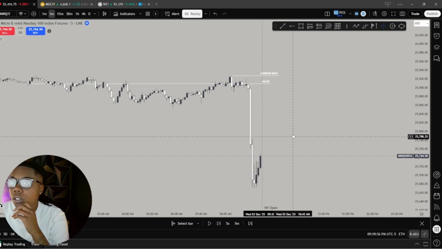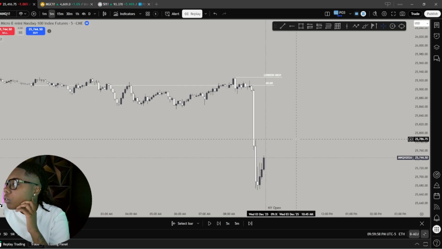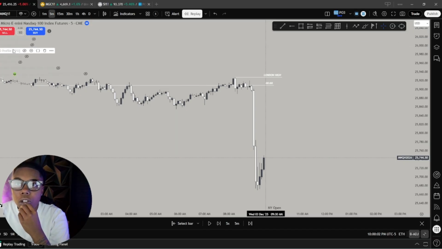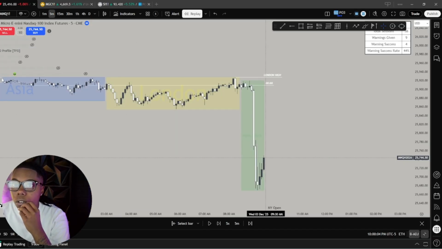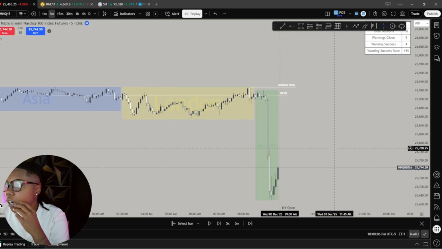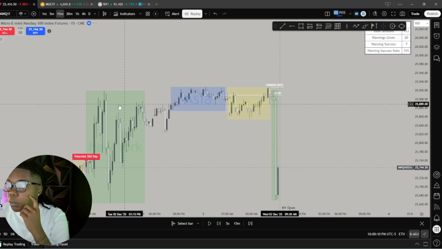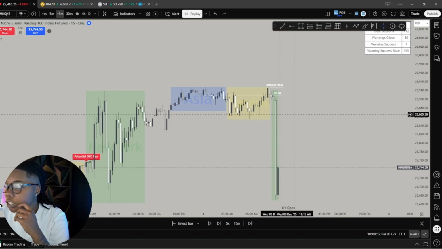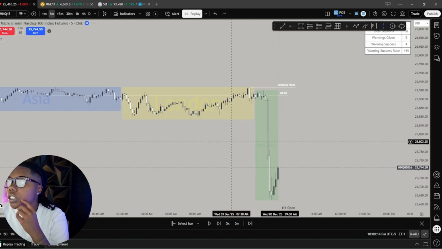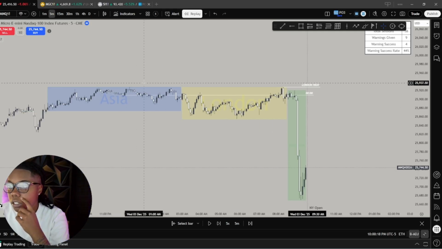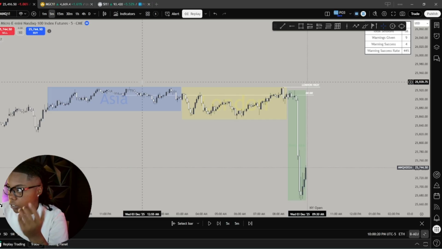So something that's very, very helpful are two indicators that I use. The first is the S&D profile, which literally shows where the session highs and lows are sitting. It marks out the Asia session, London session and New York session, so you can see what price has been doing, and it's easier to spot the highs and lows, right?